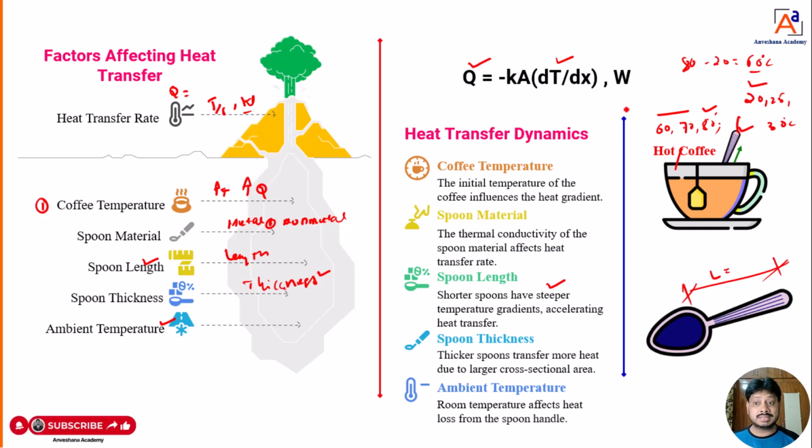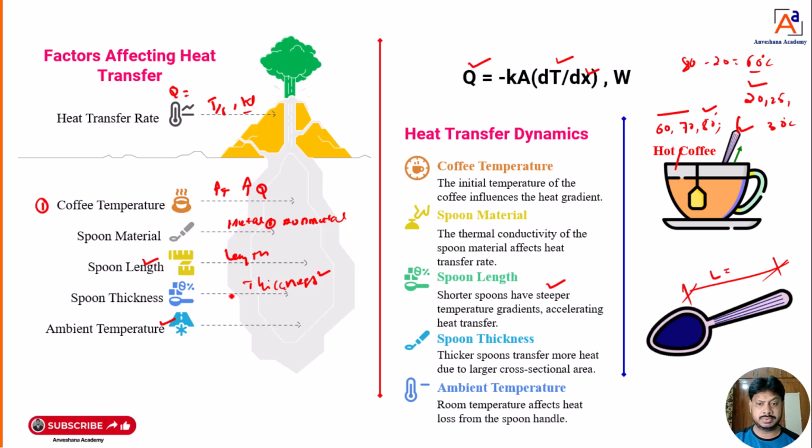If the thickness of the plate is more, then it is in the denominator. That means what? There is a decrease in the heat transfer, dear students. Hence, coffee temperature, spoon material, spoon length, spoon thickness and ambient temperature play a very important role while transferring the heat from hot coffee to the ambient air, dear students.